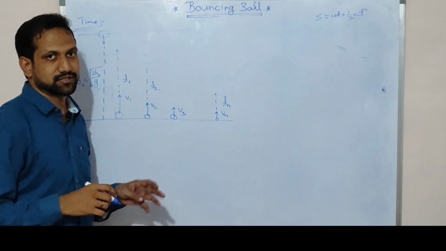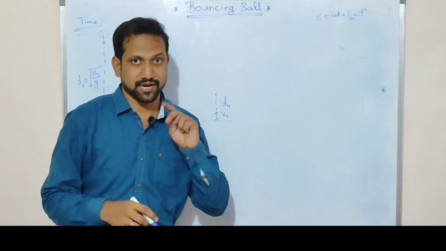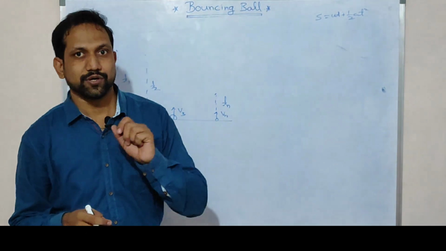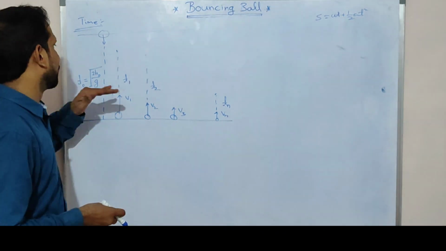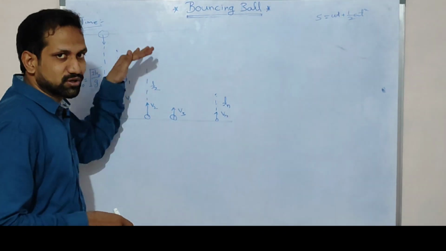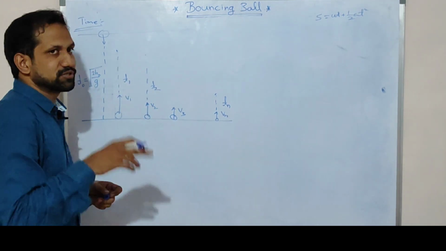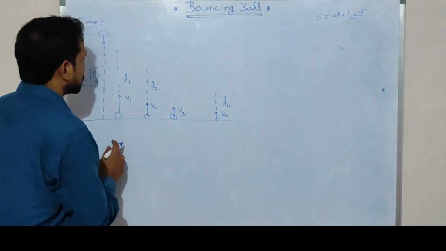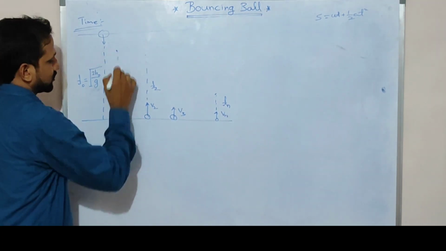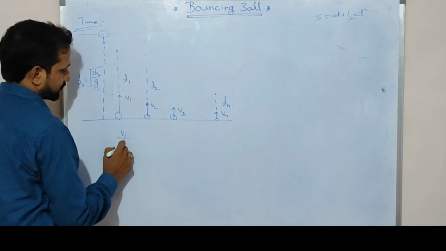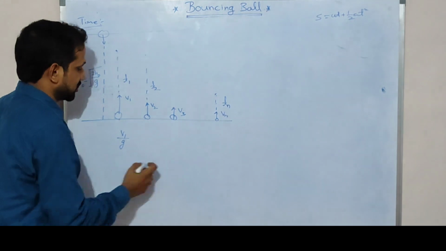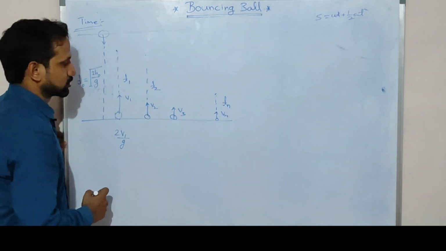Here you should understand that in motion in 1D kinematics, motion under gravity, when a body is thrown vertically upward, it will take 2u by g time. I mean the time of flight is the time of ascent plus time of descent, which is 2 times initial velocity by g. So the time taken to go from the surface to h1 is v1 by g, and again from h1 to the surface it is one more v1 by g, so 2v1 by g is the total time.